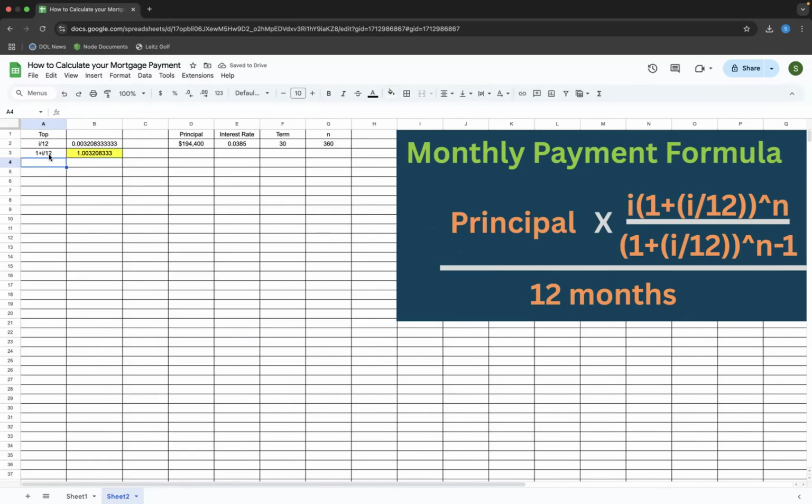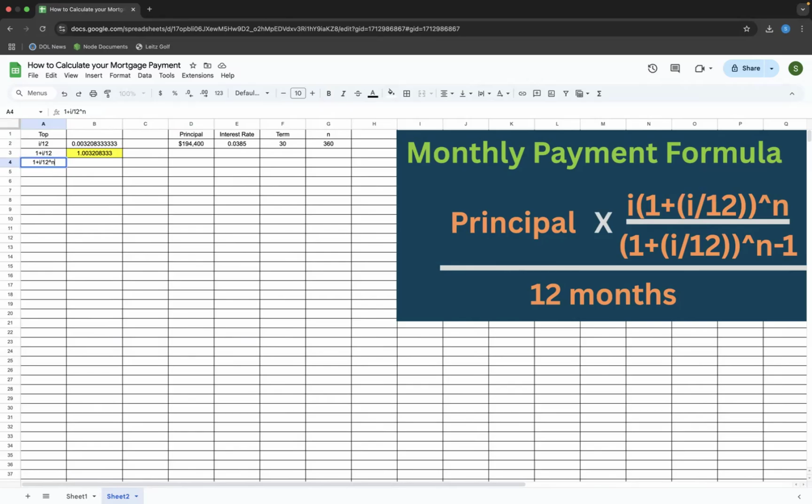So at this point, I need to take this number and raise it to the exponent of 360 payments. If you've never done exponents before in Microsoft Excel or even in Google Sheets, there is a number 6 on your keypad. What you need to do is hold the shift key down and then press the number 6, and it puts this little triangle that will raise this to that.